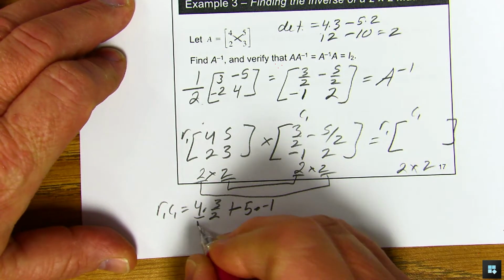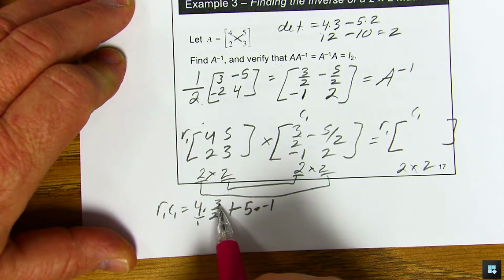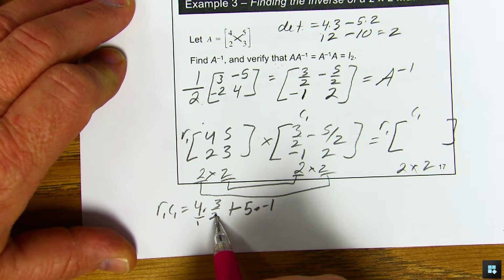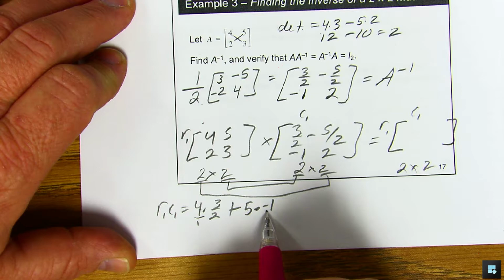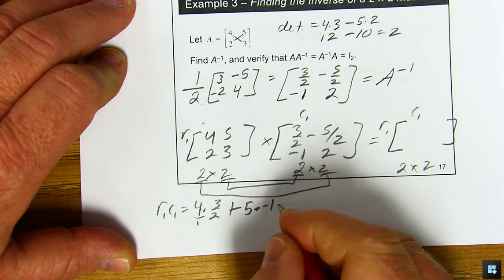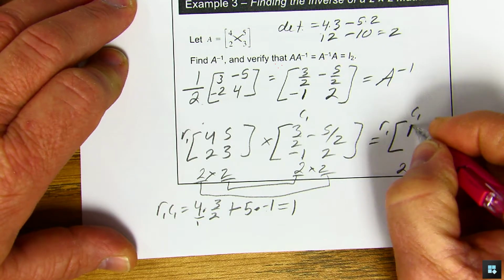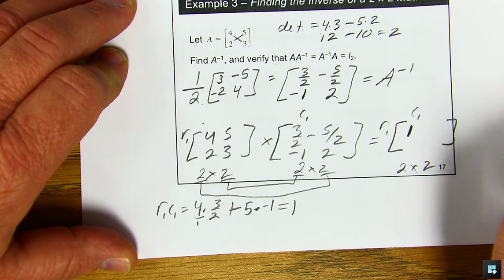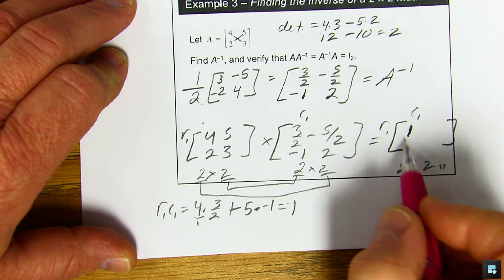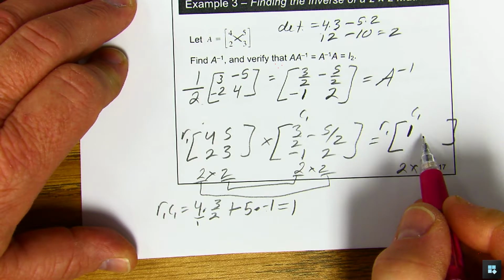Well, this is like 4 over 1. 4 times 3 is 12, divided by 2 is 6. 5 times -1 is -5. 6 plus -5 is 1. That's a good start for our inverse. Remember, if they are truly inverses of each other, this has got to be the identity matrix.